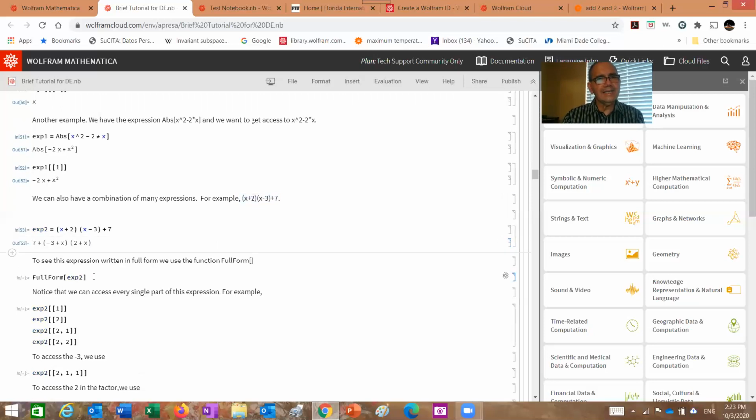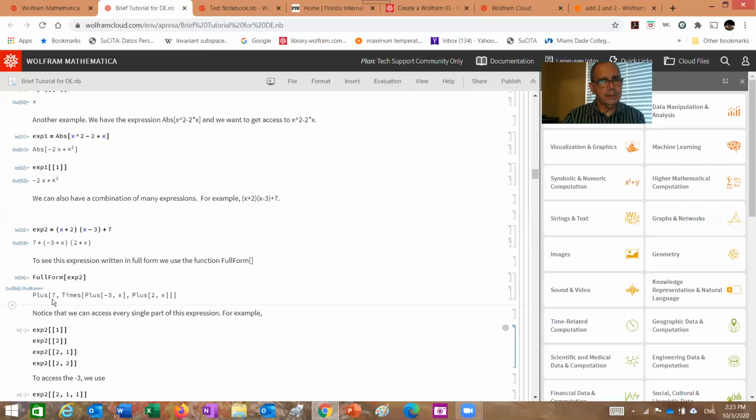Now, what is the full form of expression number 2? Let me show you. You press Shift Enter here, you get that. You see here the full form. Internally, the system understands that expression in this way. First it adds -3 and x. It adds 2 and x. Then these two results are multiplied because you have the times here. And the times is added to 7 because we have the plus outside.